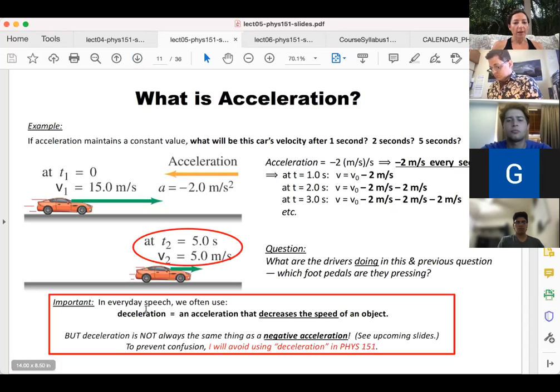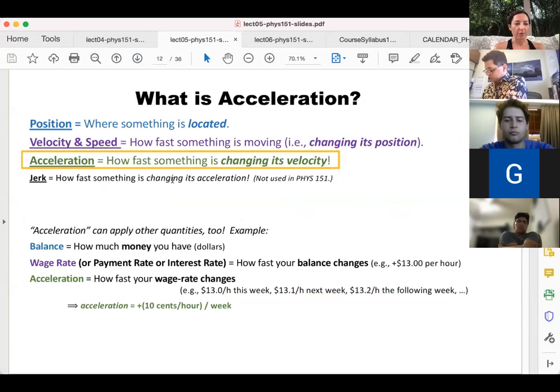So in everyday speech, we often use deceleration, which means an acceleration that decreases the speed of an object. But deceleration is not always the same thing as negative acceleration. And this is because it also depends on the axis, right?